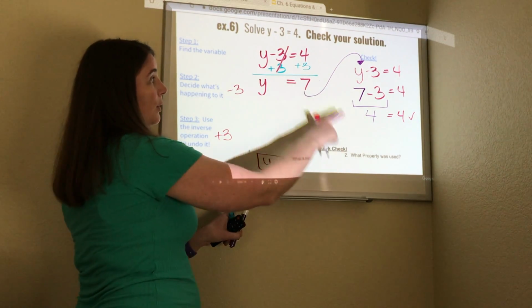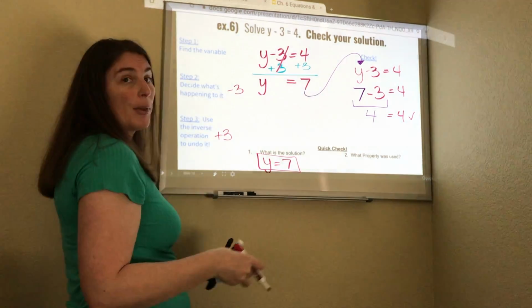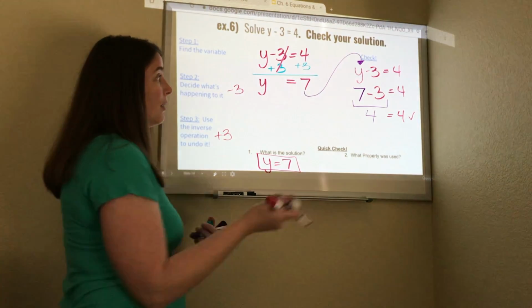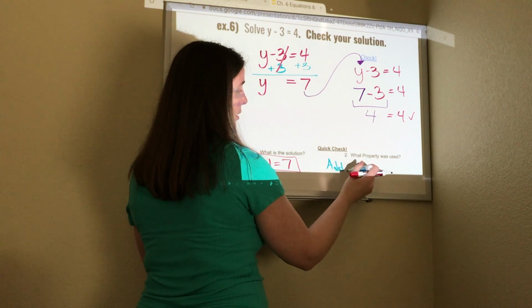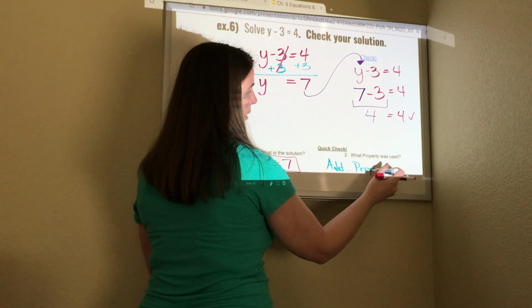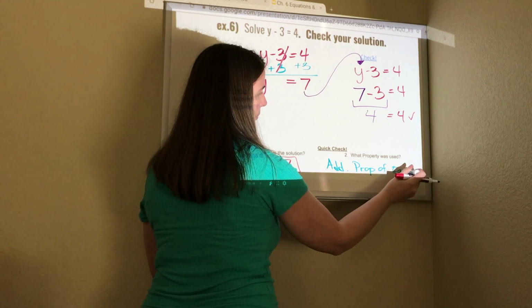And what property did we use? What did we do on both sides of the equation, not what the equation started with? It's the addition property of equality.